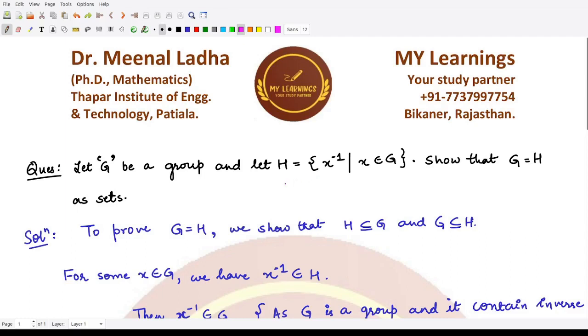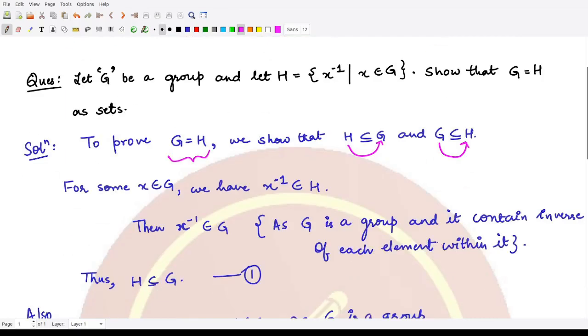We are not saying that H would also be a group. That is not what we mean here. In fact, we need to show that they contain the same elements, correct? So what we need to prove is that G is equal to H. We'll do that by showing first that H is a subset of G, and then we will show that G is a subset of H. So we'll prove this one by one.